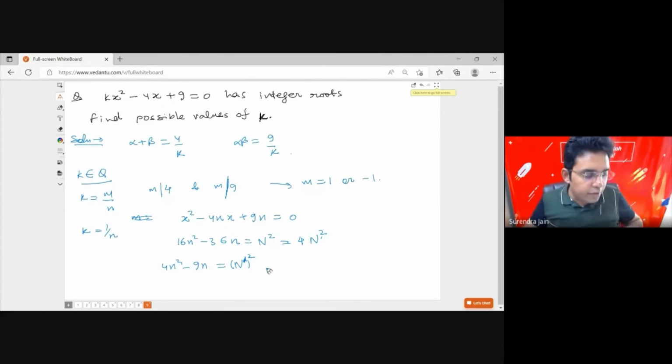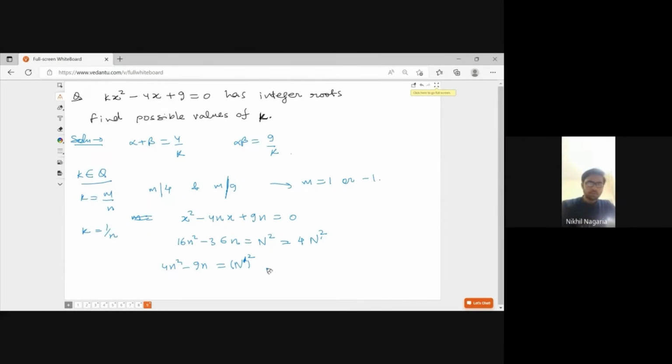Have you done Diophantine equations? Yes. Okay. So now I solved it, and should I just continue the solution from here? Yeah.